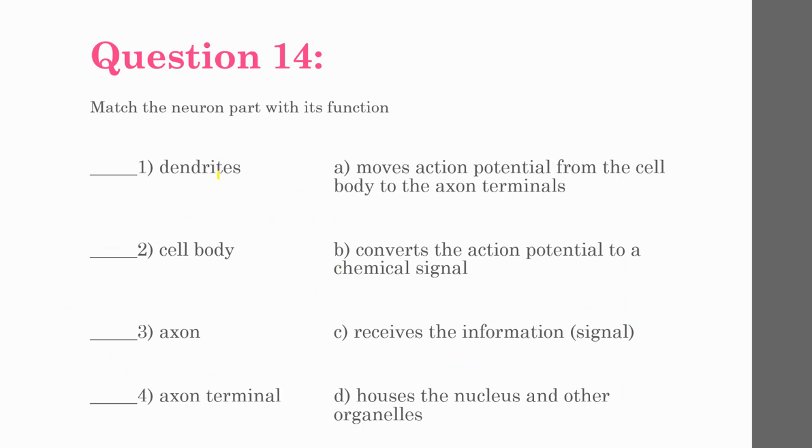And so let's just quickly match this up. The dendrites, they're receivers. All right, the cell body is going to have organelles. The axon is going to carry the message away, okay, away from the cell body to the axon terminals. And the axon terminals are going to convert it into a chemical signal.